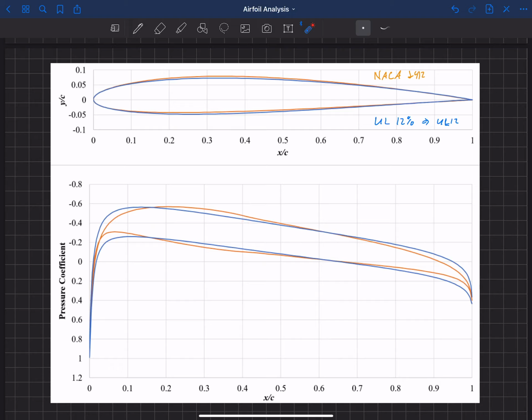Okay, so the camber line really is responsible for helping us control the delta P between the top and the bottom. The thickness of the airfoil, on the other hand, is responsible for the average of the pressure between the upper and lower surfaces.